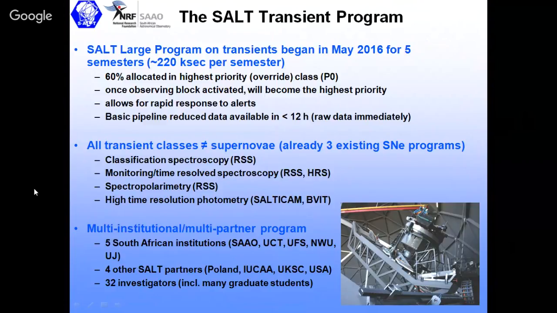We can do further monitoring observations, like looking for radial velocity variability. Spectropolarimetry is another technique which we've just started, and high time resolution. I'll show examples of this. And this program represents astronomers from 5 African institutions and 4 of the SALT partners from Poland, India, the UK, and the US. A total of 32 investigators and then further students on top of that. So it is a major program.